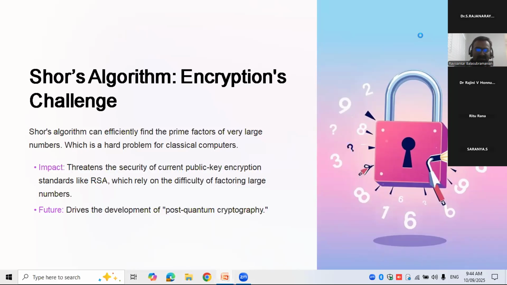Encryption is used everywhere. If you do a bank transaction, or send an email securely, wherever it is secure, encryption is being used. For that encryption, mostly RSA is used. But if you use prime numbers to encrypt something, it's very hard for classical computers to break, whereas quantum can handle the prime numbers. So the future is to drive the development of post-quantum cryptography.